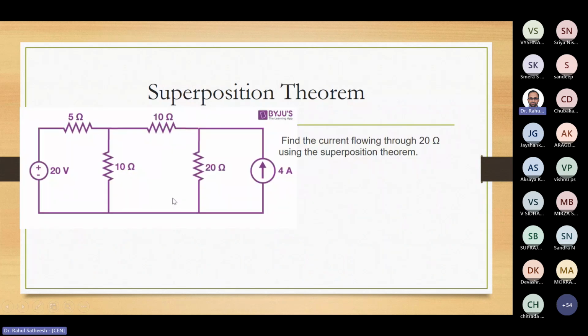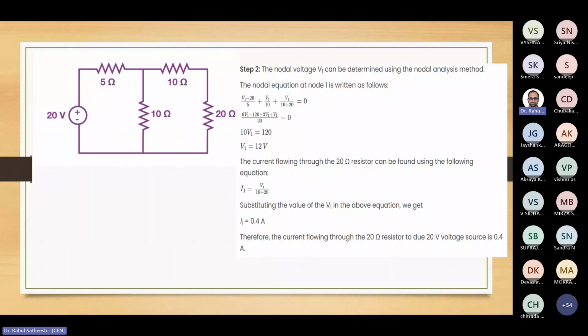Here is one problem I took from the Byju's learning app. A circuit is provided here: 20 volt, 5 ohm, 10 ohm, 10 ohm, 20 ohm, and 4 ampere. How many sources are there? Two sources: one 20 volt source and a 4 ampere current source. We act on one source at a time. Here we consider 20 volt for the first consideration.